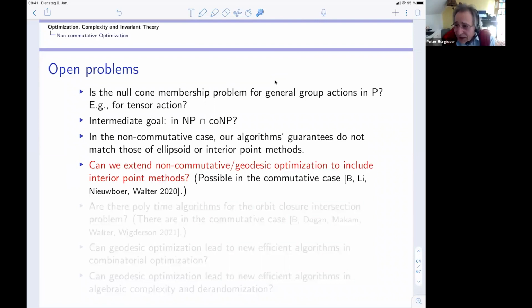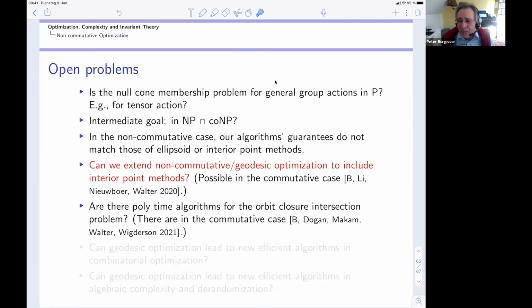But of course, other directions are not just null membership. We really want to understand equivalence. So are there polytime algorithms for orbit-closure intersection? We recently put a paper on the archive where we proved this is possible in the commutative case, with an algebraic algorithm. And the last two questions are questions that Avi Wigderson really likes.